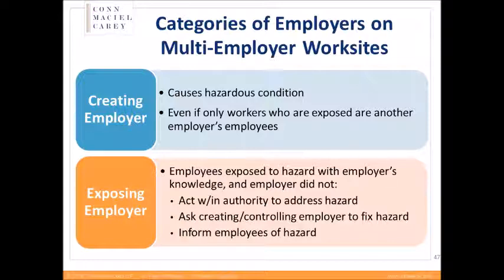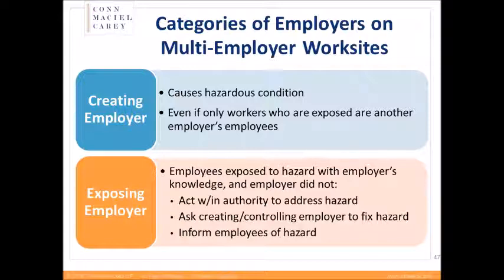An exposing employer is one whose employees are actually exposed to the hazardous condition. For example, the exposing employer, based on the scenario I just discussed, would be the one whose employees are up working on that platform, working near the damaged portion of the guardrail and exposed to the hazardous condition. The exposing employer can be cited by OSHA if it has knowledge of the exposure and doesn't take one of the actions that are described on this slide, which is act within its authority to address the hazard.